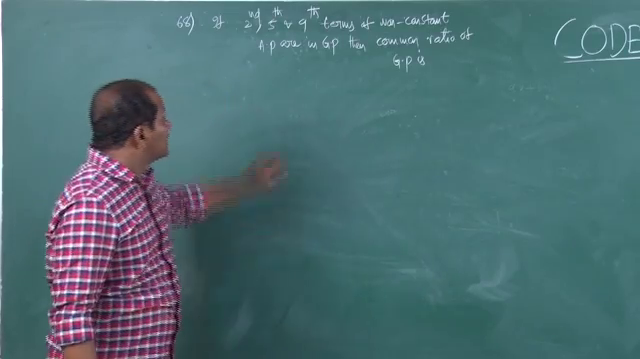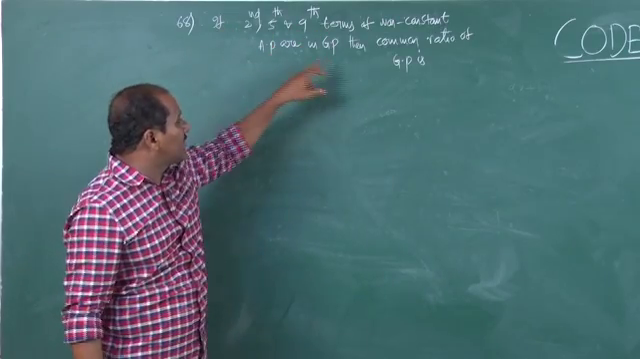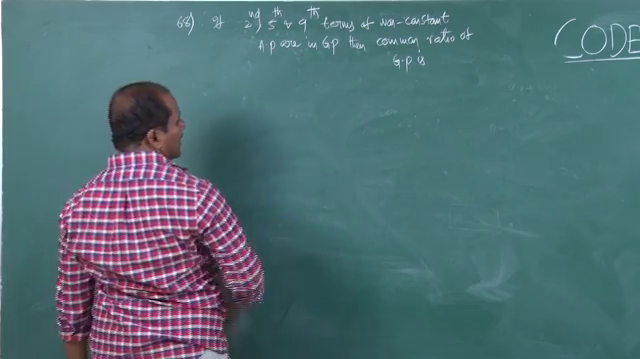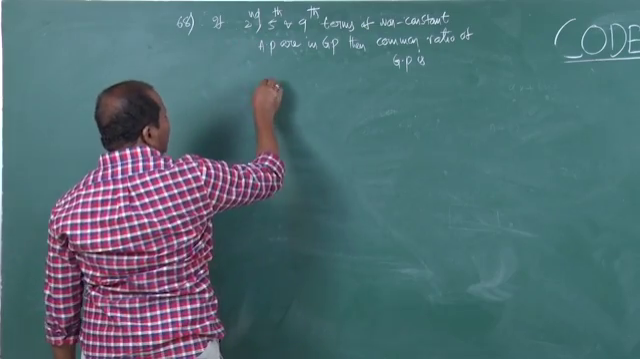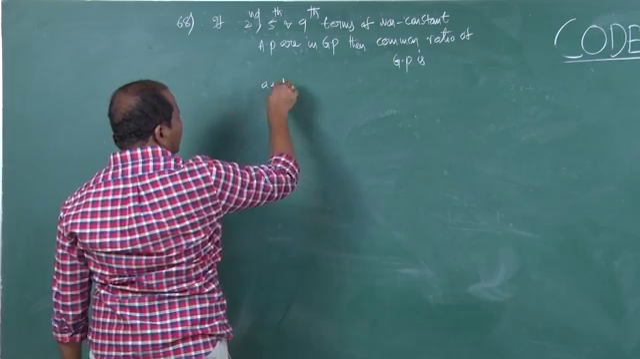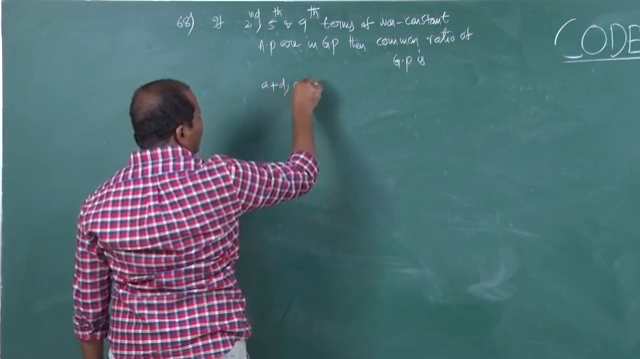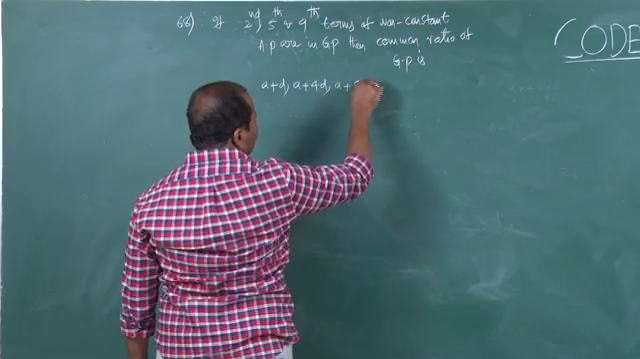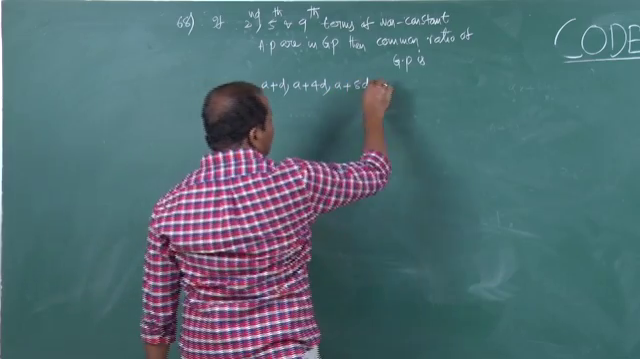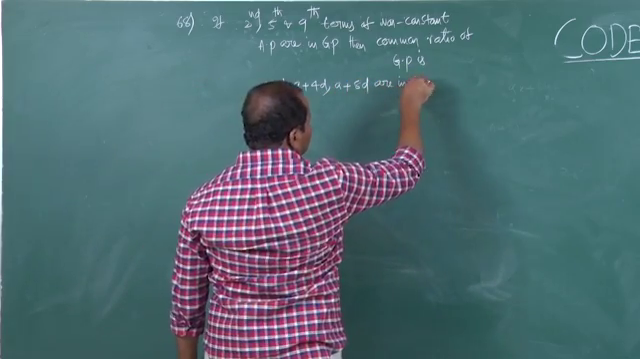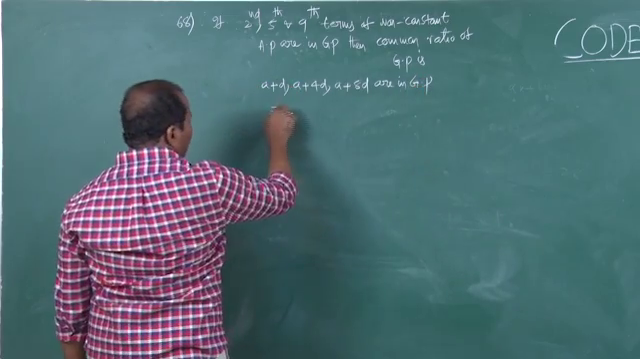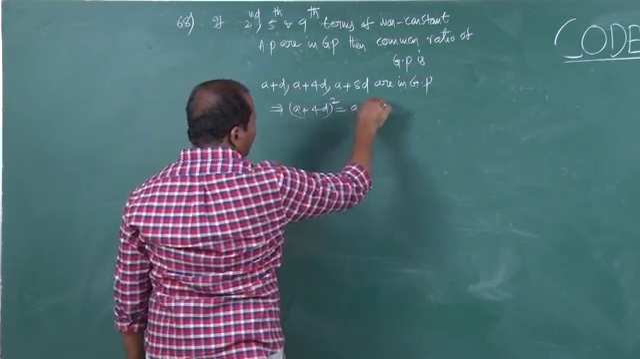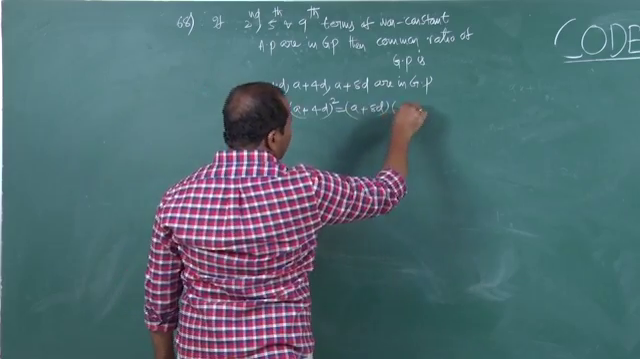Next question: the second, fifth and ninth terms of a non-constant AP are in GP. Let us start with the terms in AP. The second term of the AP is a plus d, the fifth term is a plus 4d, and the ninth term is a plus 8d, and these are in GP. These three terms are in GP, implies (a plus 4d) whole square equals (a plus 8d) into (a plus d).